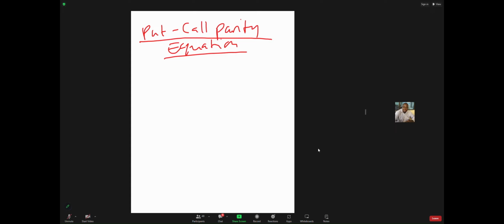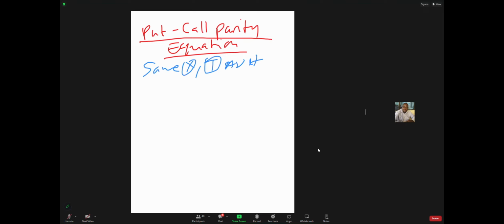So for European options on the same underlying asset with the same strike price at expiration. If you have a call and a put, the condition that we must have in mind is the same exercise price, same time of maturity, and the same underlying asset, with the same X and T.